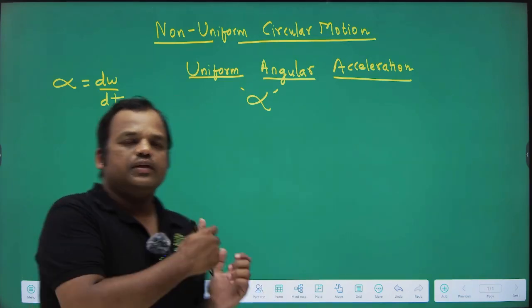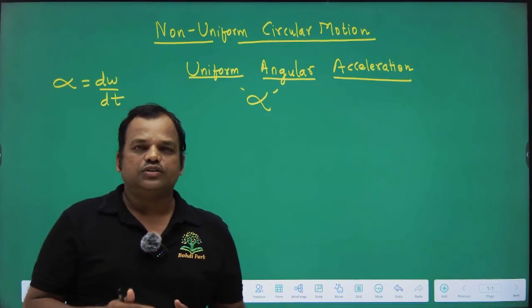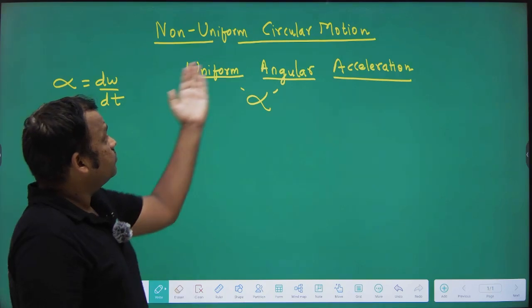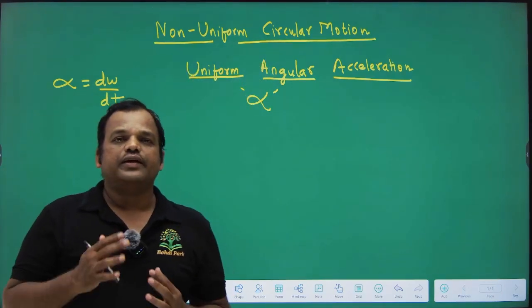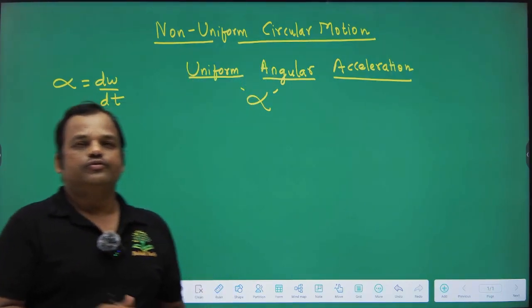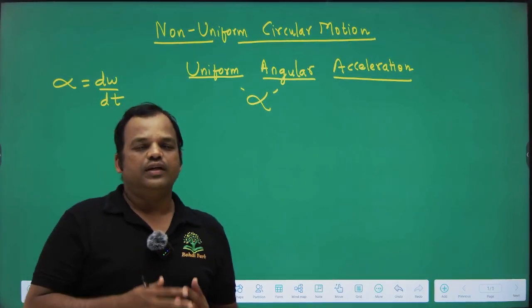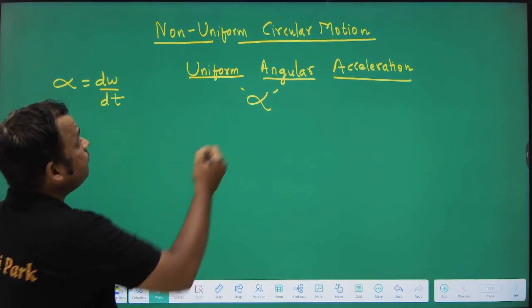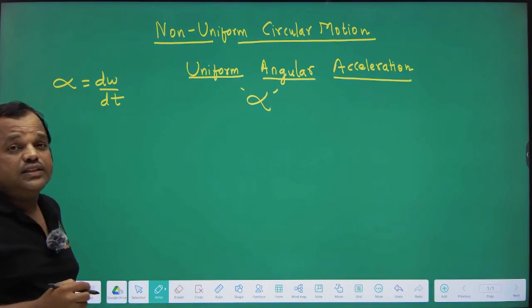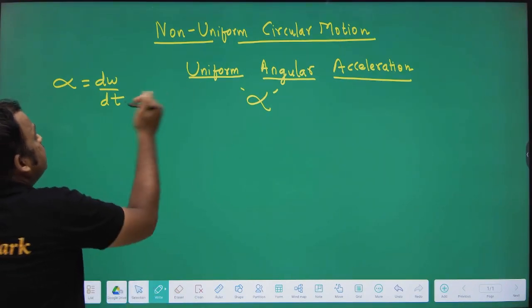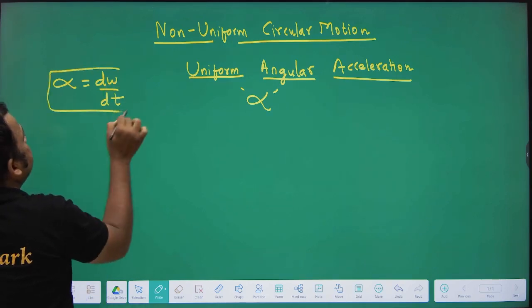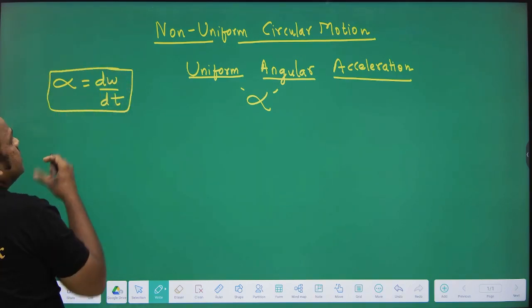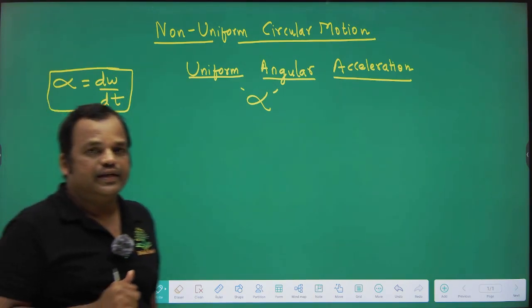So now in this session we will discuss non-uniform circular motion such that the angular acceleration is constant, which is known as uniform angular acceleration. Now the angular acceleration, which is denoted by alpha, the instantaneous value is given by alpha is equal to d omega by dt.